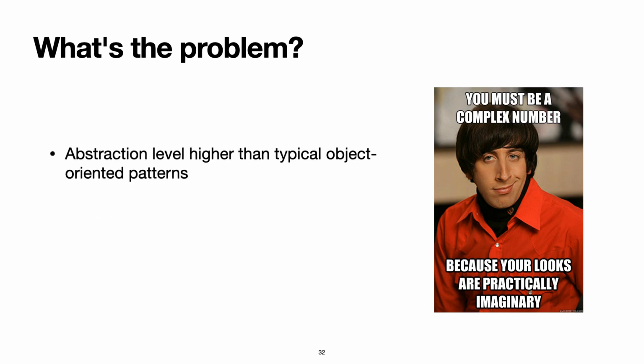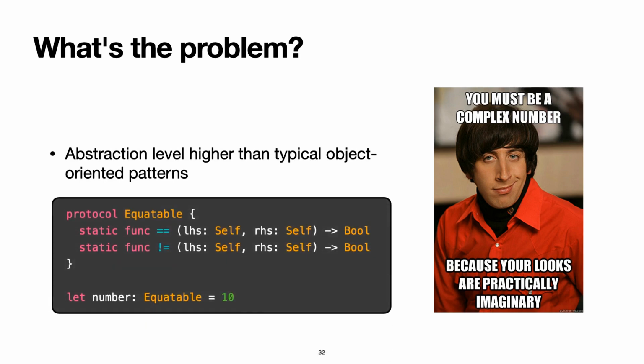One issue is that the abstraction level is higher than that of a typical object-oriented pattern. As an example, let's have a quick look at the definition of the Equatable protocol from the standard library. As one can expect, this protocol only defines two requirements for equality and non-equality. Using a Java-based reasoning, it's reasonable to think that the last line is legal, yet it fails at compile time in Swift. This might be one of the most common questions I've received from students.